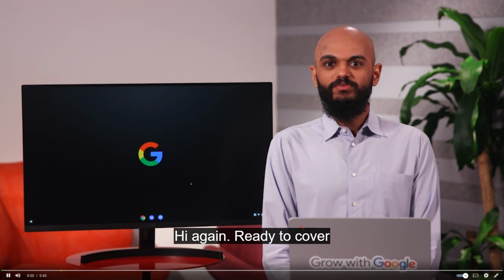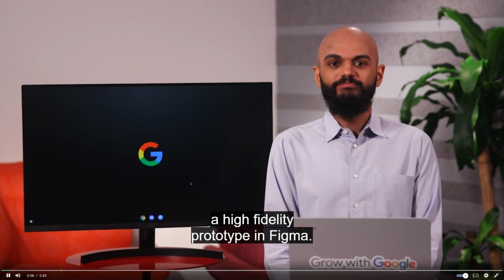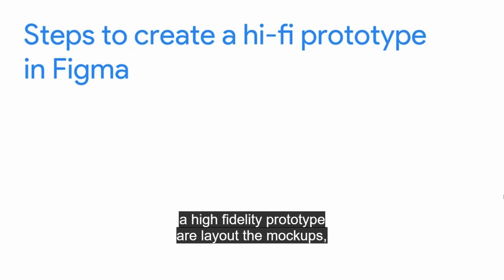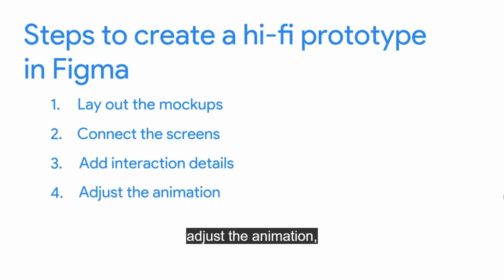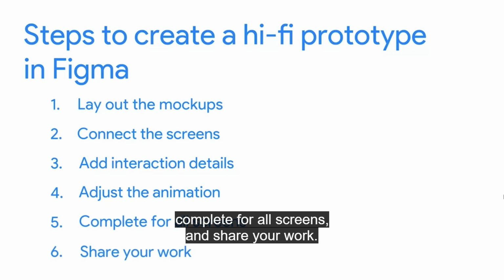Hi again. Ready to cover the next 4 steps to create a high-fidelity prototype in Figma? As a refresher, the 6 steps to create a high-fidelity prototype are lay out the mockups, connect the screens, add interaction details, adjust the animation, complete for all screens, and share your work. We already learned how to lay out the mockups and connect the screens.